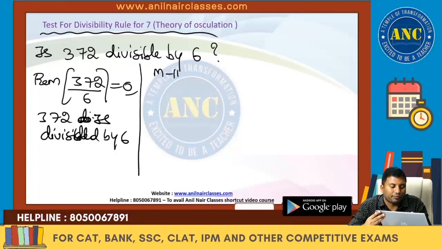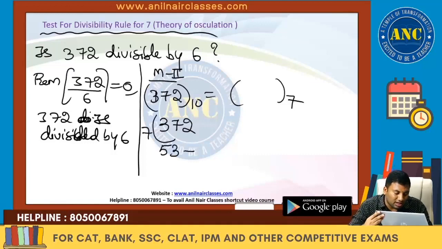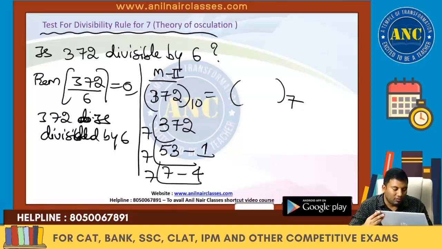Method 2. Convert it into base system 7. So 372: 7 fives are 35, remainder 2. 7 threes are 21, remainder 1. 7 sevens are 49, remainder 4. 7 ones are 7, remainder 0. These are nothing but 1041.